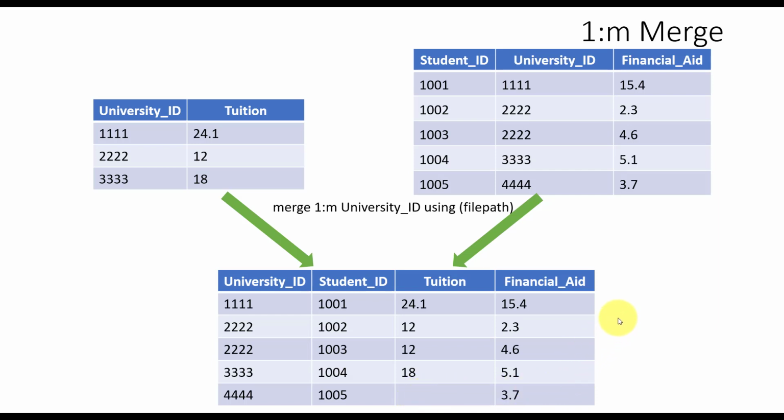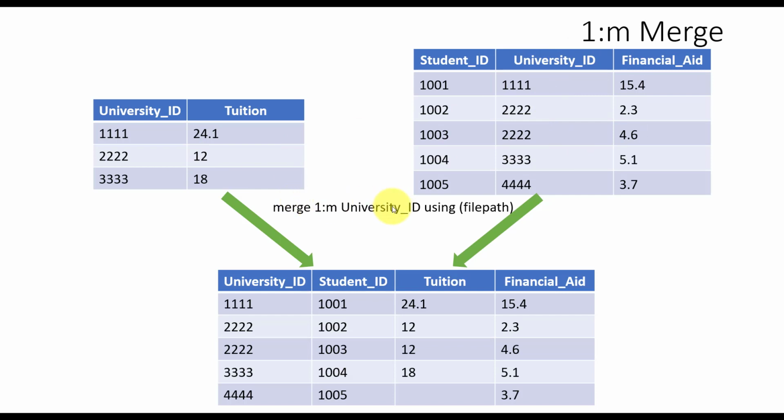So this is a one-to-many merge, and some of you may be thinking, well, why wouldn't you just start with this data set here, start with the student level and then merge on the university characteristics? And you could certainly do that. It would just be more convenient to do a one-to-many merge if you already had this data set open and wanted to merge the student stuff onto it. This is how you would do it.